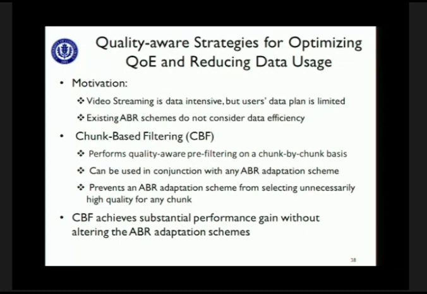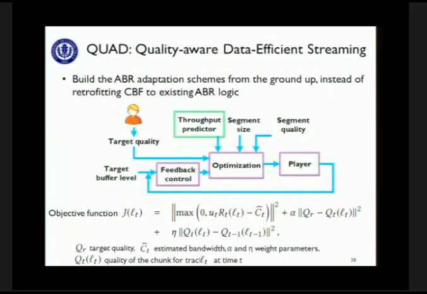So here we are proposing chunk-based filtering rather than track-based. Because with VBR, the chunk is going to be different, right? So we have a quality-aware CBF filtering, and of course, this can be used with any of the existing schemes, including MPC and PIA, all sorts of things that you can actually make a lot better. Another thing that we did was we included it as part of our PID scheme. So this is what we call QUAD, the quality-aware data efficient streaming.